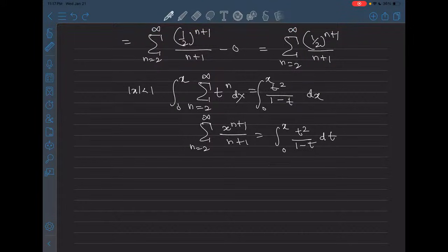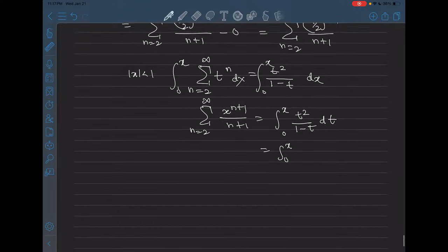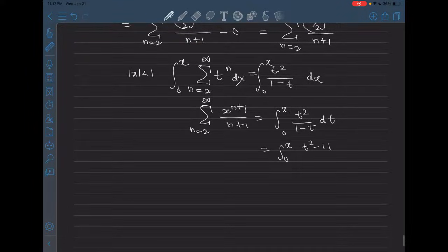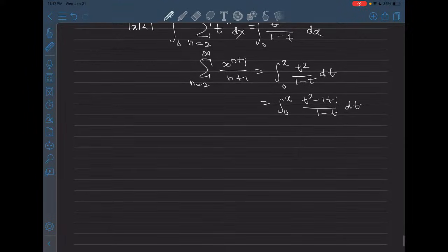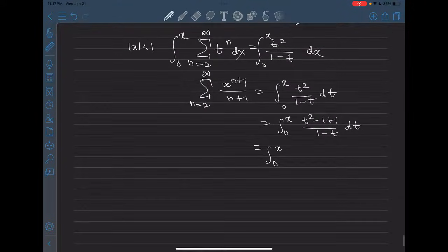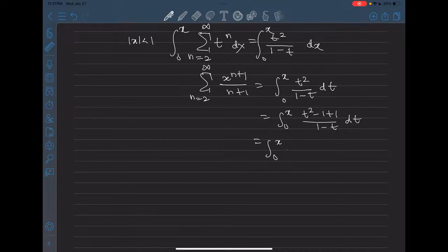So now let's do this integral. To do this integral, what I can do is, I can first of all introduce a minus 1 and plus 1, 1 minus t dt, right? And then we have integral from 0 to x of t. Did I just make it harder? Well, let's see. I don't think it should be that hard. t plus 1 by 1 minus 1 over t dt.